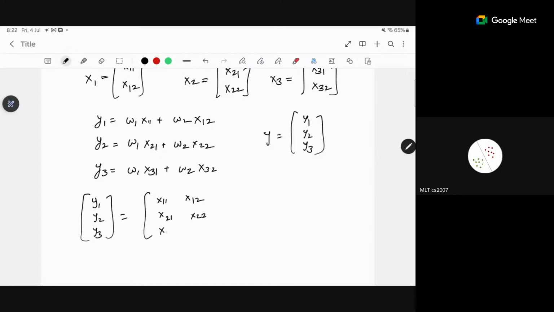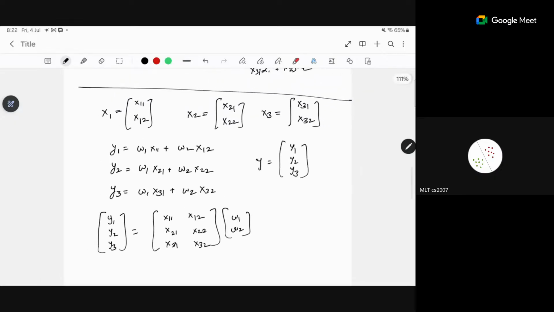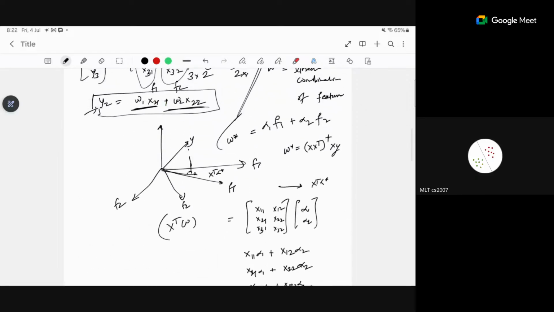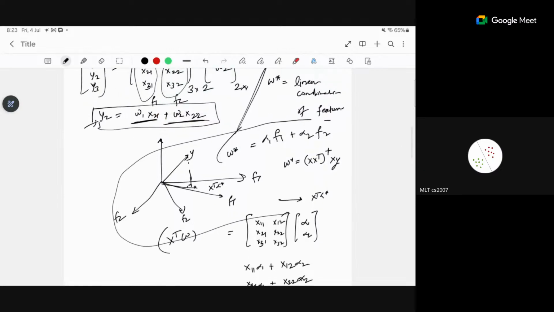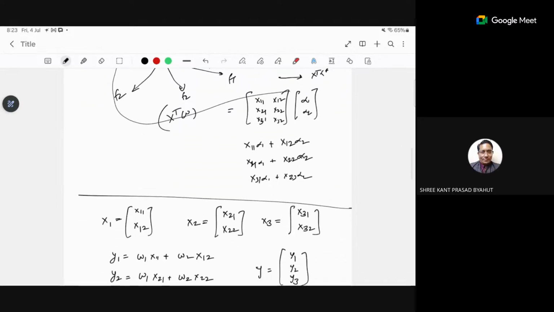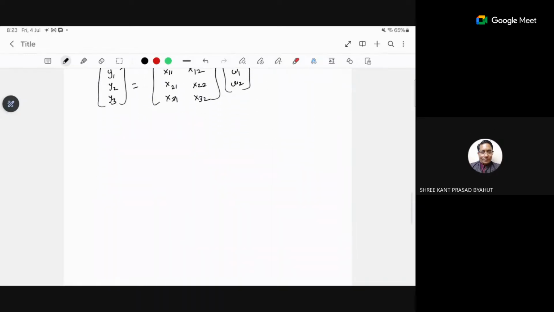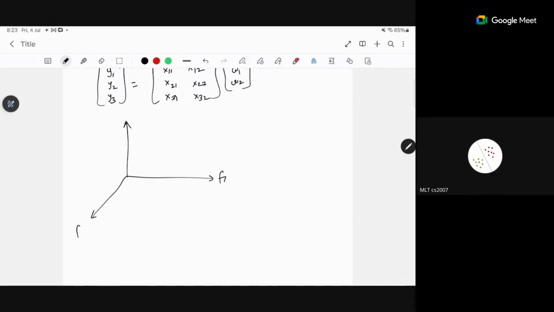Until this part. Yes, sir. Okay. Times W1, W2. Is it fine? Until I think this part is okay, right? Yes. Okay. Now we were thinking about this part, right? This feature vector part. Yeah. So let's say that x1, x2, y.